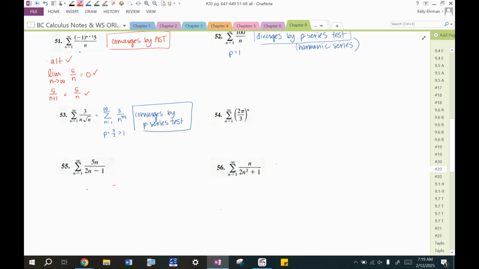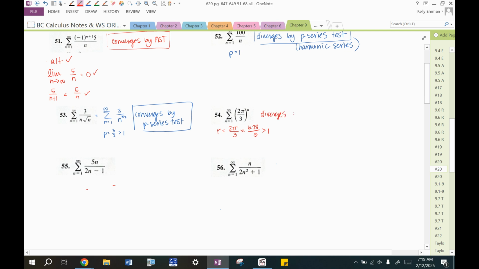On 54, this is geometric, because it's just a number to the n. We're checking to see if r, the absolute value of r, is less than 1. So for that, we need to know what 2 pi is approximately equal to. Remember, pi is 3.14-ish, 2 pi is 6.28-ish, but the point is that that is greater than 1. So I could say that this diverges because the terms are just going to keep growing.